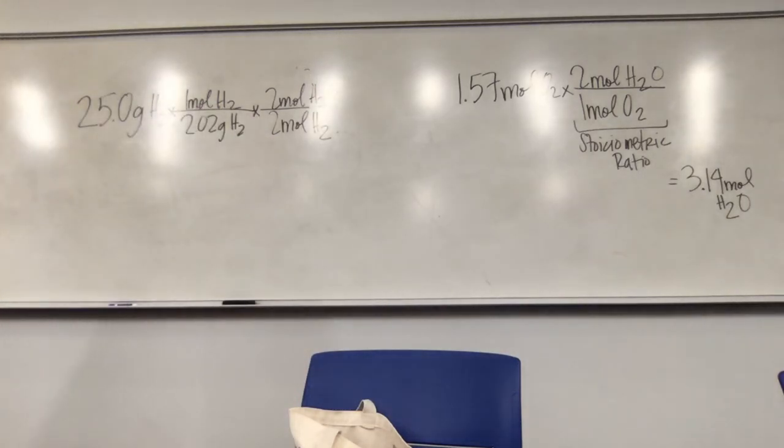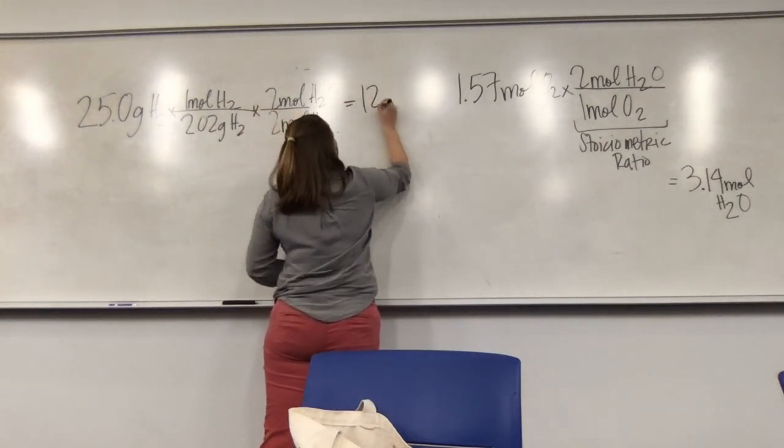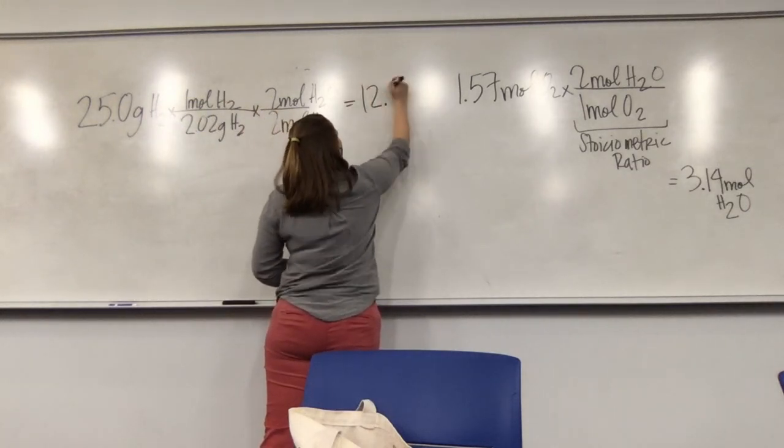Who can give me an answer for this calculation? If you don't have your calculator out, I might suggest getting it out. So the 2.02 on the bottom is the molecular weight of hydrogen gas, because hydrogen gas is diatomic, so 1.01 times 2 allows you to determine the molecular weight of that. Did you say 12.87? No, 12.3.